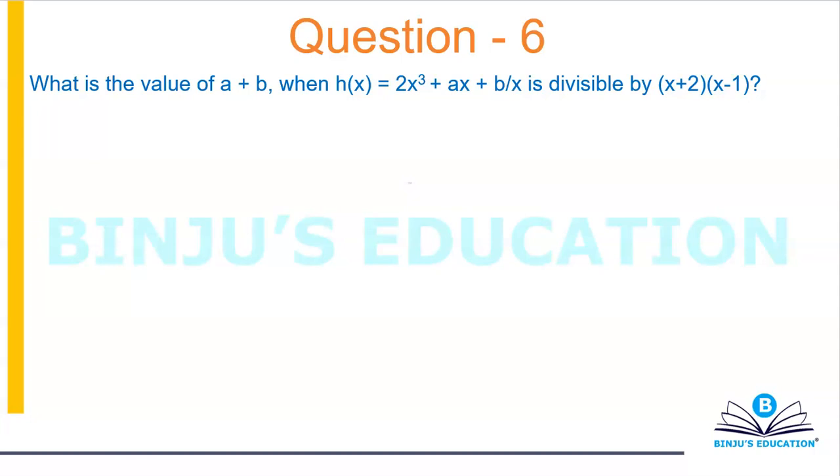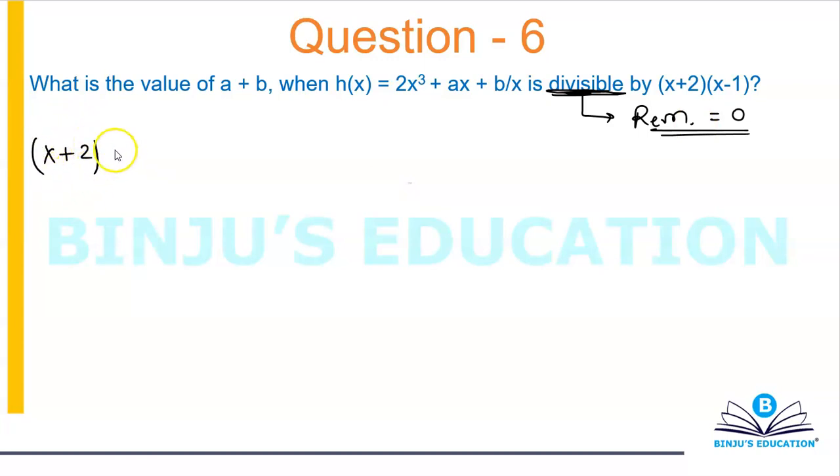Okay, so I need to find the value of a plus b when h(x) is divisible by x plus 2 into x minus 1. Now see, when you use this word divisible, this basically means that your remainder is 0. If the remainder is not 0, then the question is something like this: when the polynomial is divided by 4x minus 2. When you use that word divisible, then it's axiomatic that the remainder is 0. When you say the word divisible, it means remainder is 0.